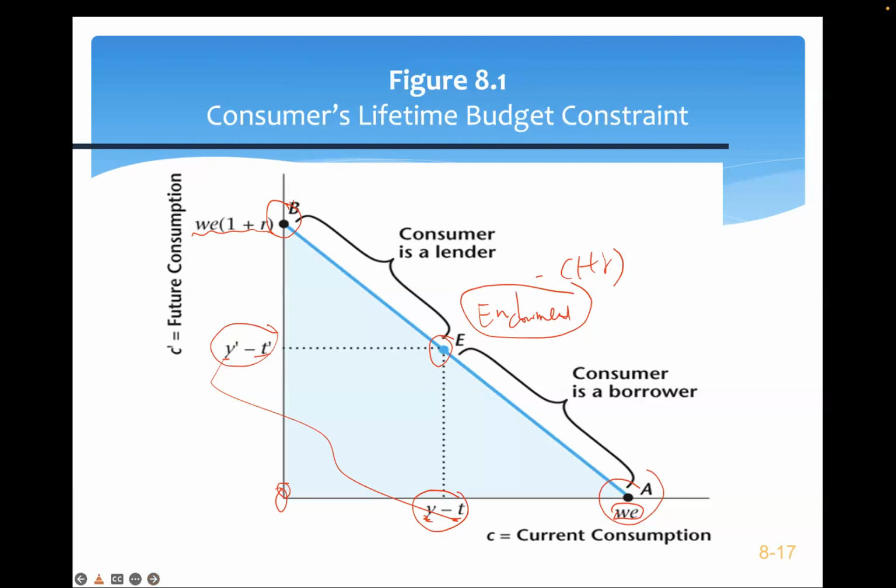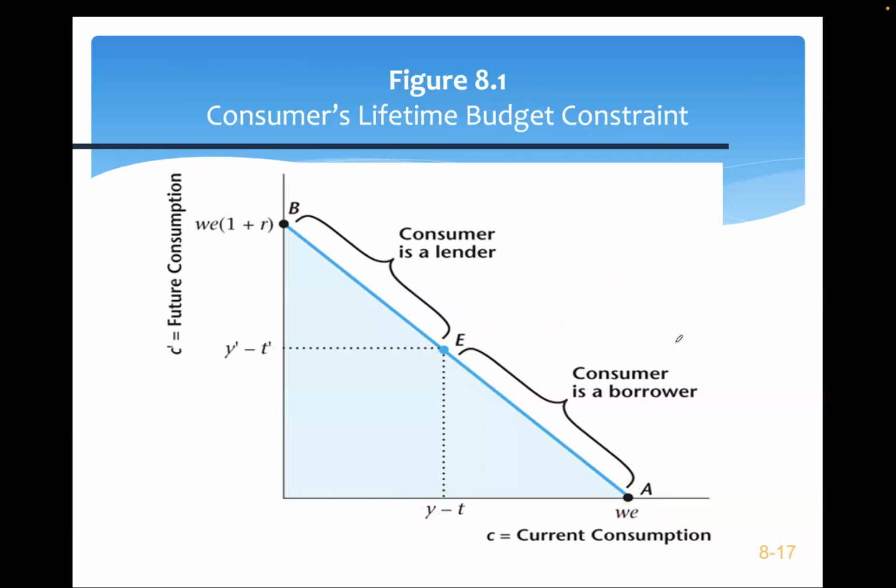So now, furthermore, we can divide this budget line into two regions. If you're in this region, you are considered a lender. Why? In this region you're going to consume less than what you have today, but you're going to consume more than you have tomorrow. So that means you're going to save today, and how you're going to save, you're going to lend it out. So that's why it's called a lender.